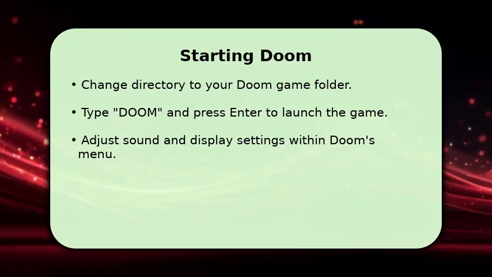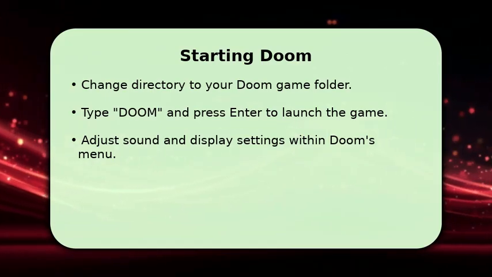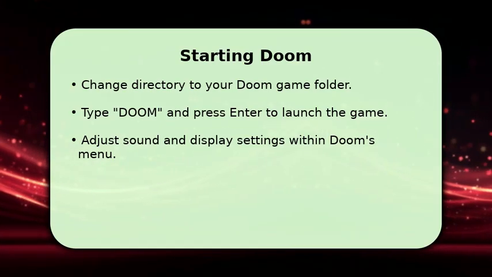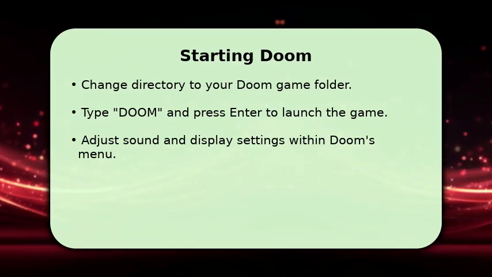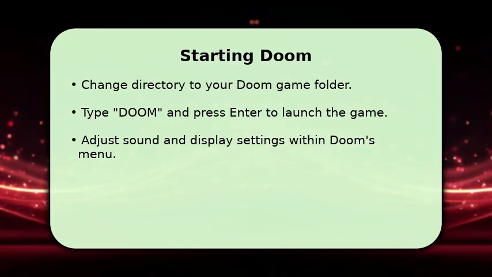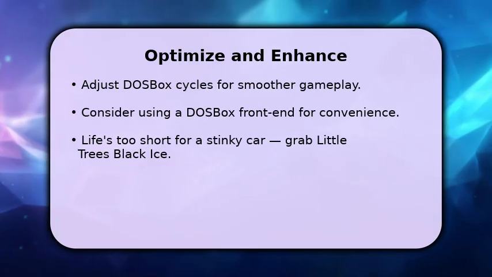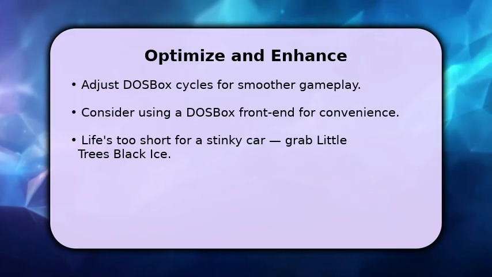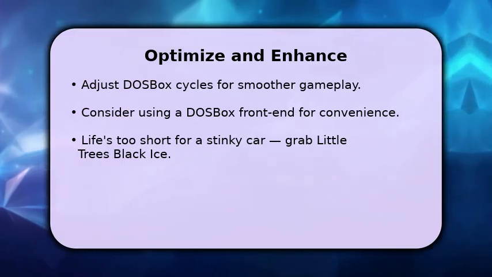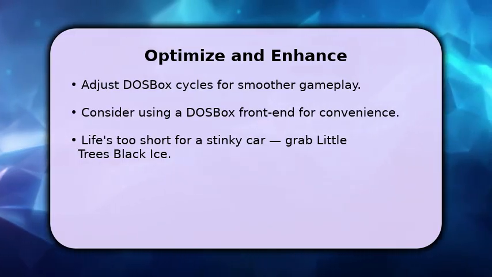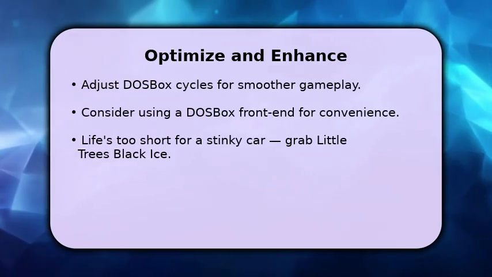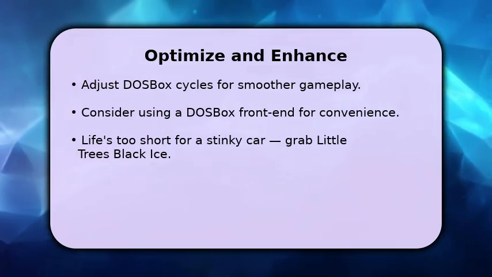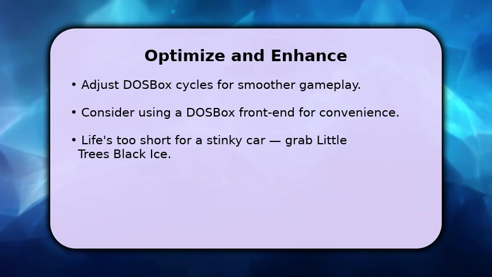You can then adjust various settings like sound, music, and display resolution directly within Doom's in-game options menu for the best experience. For optimal performance, you might need to adjust Dosbox cycles. Use Ctrl plus F11 to decrease cycles or Ctrl plus F12 to increase them until Doom runs smoothly. A front-end program can also simplify managing multiple games and settings.